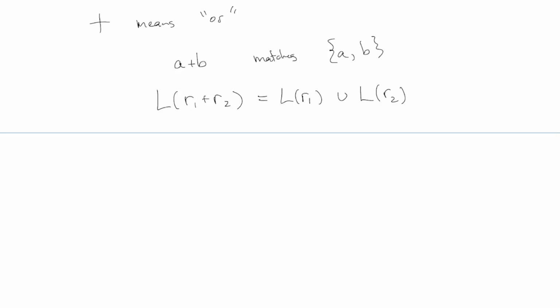Okay, what about the star? The star is not so hard to understand, but I suppose a little bit more complicated. I'm going to write some somewhat cryptic language here, and then I'll talk about it. This matches the preceding expression 0 or more times. All right? 0 or more times.